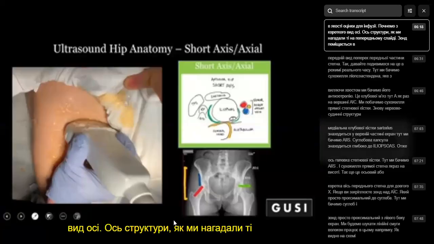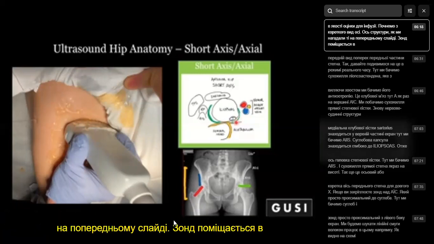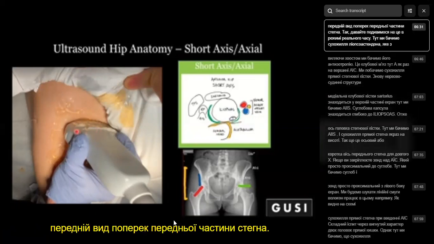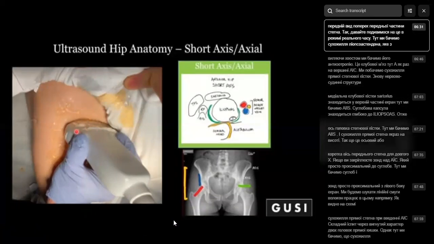Let's start with the short axis view. Here are the structures as we reminded ourselves on the previous slide. The probe is placed in an anterior view across the front of the hip.